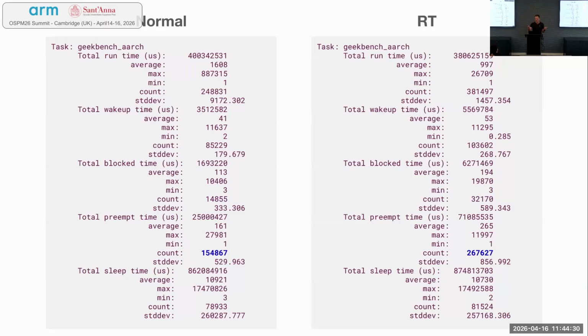Preempt time, obviously, again, the tasks were preempted much more often, because another thing about the real-time patch is that spin locks disable preemption.